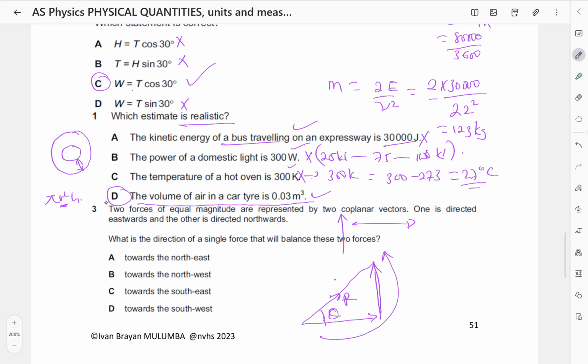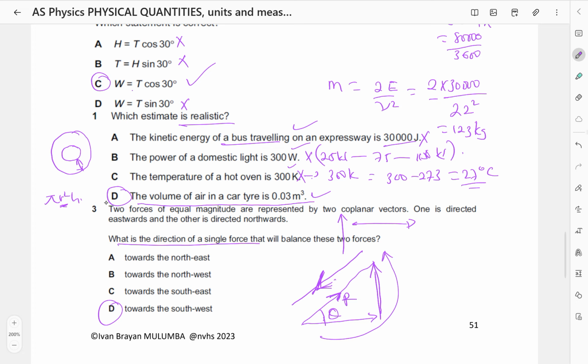The resultant is pointing north of east. Then the vector that should balance these two should be pointing the other way around, south of west. Is it south of west or southwest? It should be pointing southwest because the resultant is pointing northeast. Therefore, a force which will balance the one pointing northeast is the one pointing southwest. So the answer is going to be D.